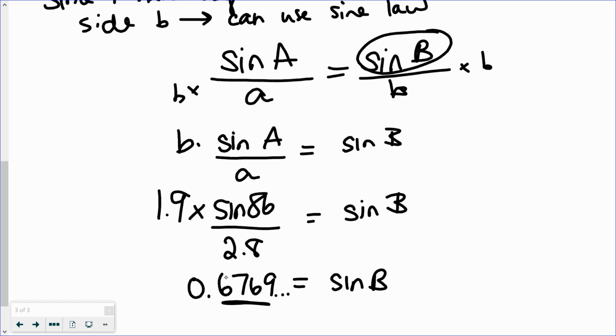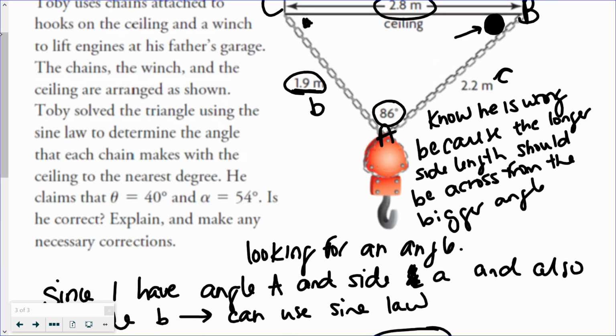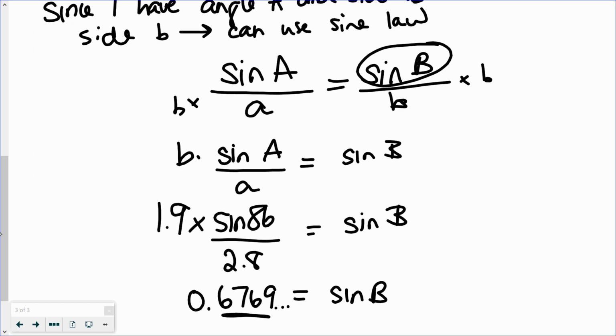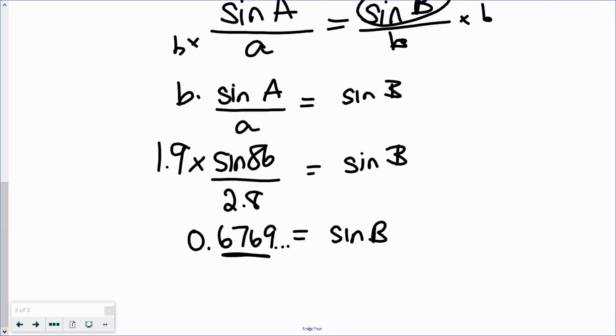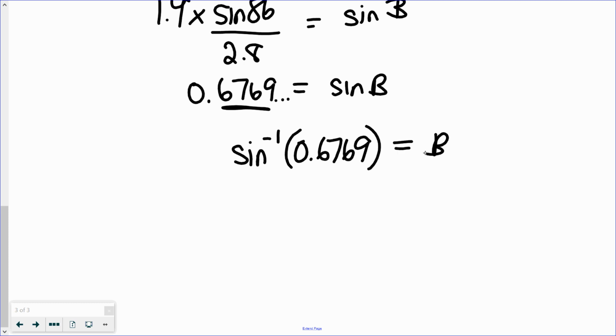So 0.6769 is equal to the sine of angle B. Again, we're looking for angle B, but what we have right now is the sine of angle B. In order to solve for B, you need to use your inverse sines. That's sine negative 1 of 0.6769, which will get us our angle.